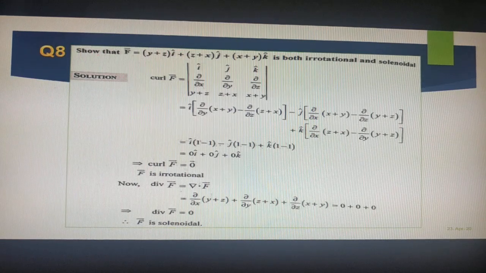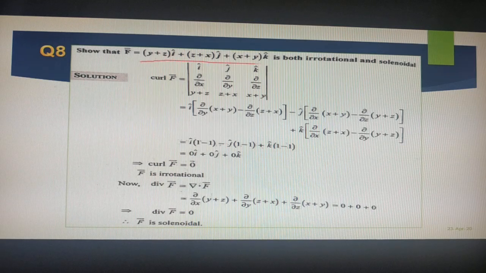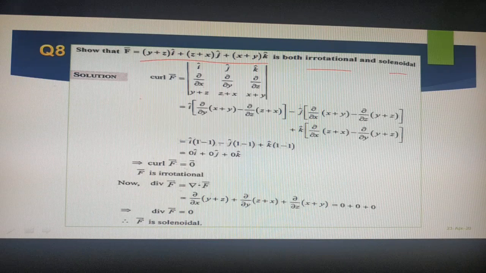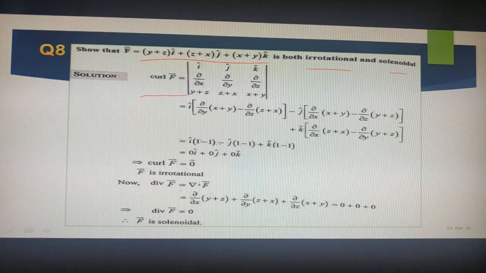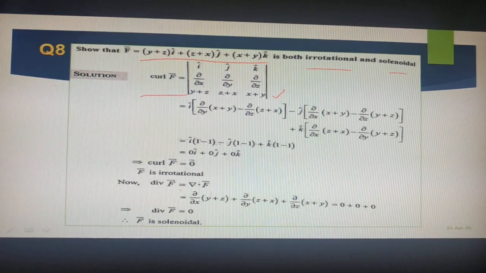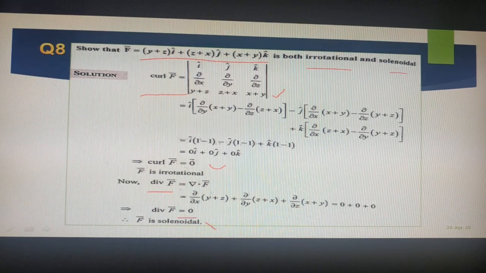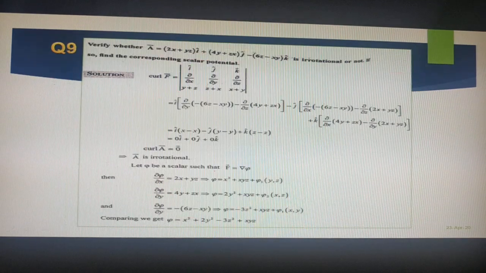Of course, this is a similar problem we did in our previous class. So, previous problem: this is your vector field. You have to show that it is irrotational as well as solenoidal. As you know, irrotational means curl f bar. You take these three components in the third row, and the remaining is as usual in your formula. Just find its determinant, and we will get curl f bar is equal to 0, so that f bar is irrotational. Similarly, you have to take the divergence of f bar, that is nothing but del dot f bar. You will get 0, so that f bar is solenoidal.